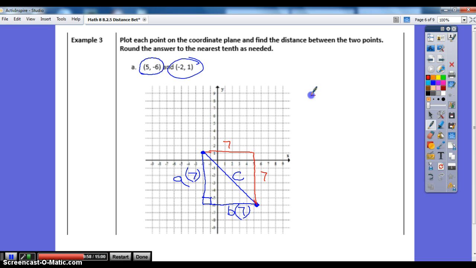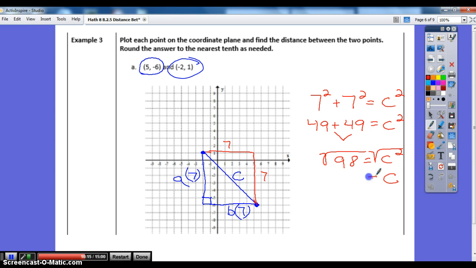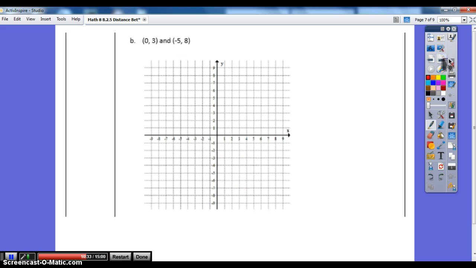All right, so you ended up getting 7 squared plus 7 squared equals c squared. 49 plus 49 equals c squared. Add these together. 98 equals c squared, take the square root of each. C equals, and it rounds to 9 point what? 9. You should get 9.9 units. Does that make sense? If this is 9.9, is that the longest side? Yes, it is. Okay, next one.